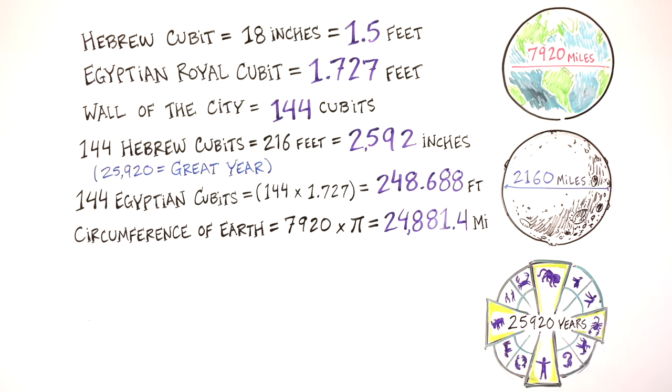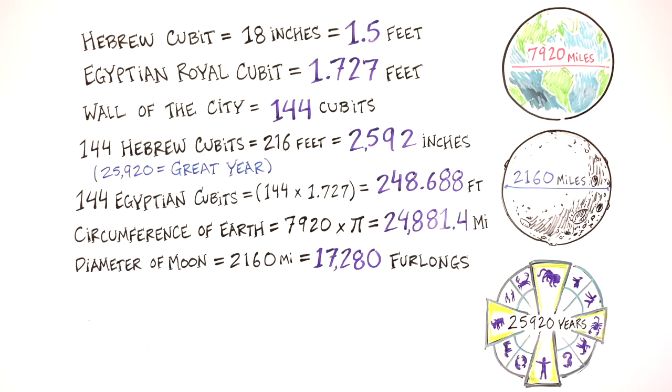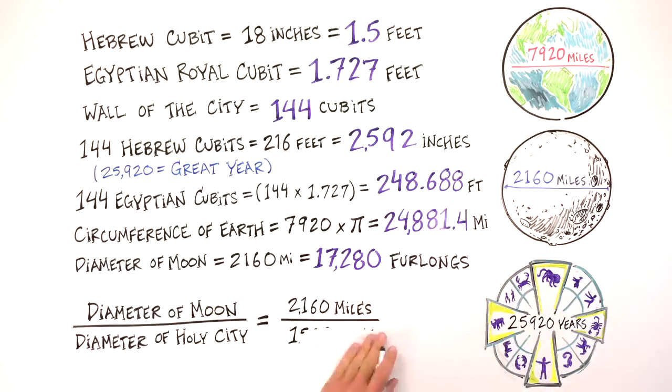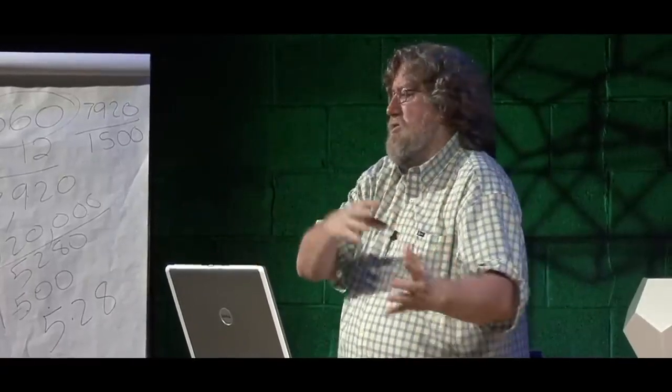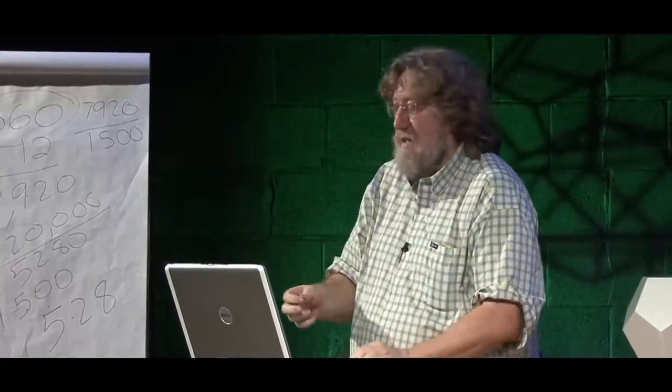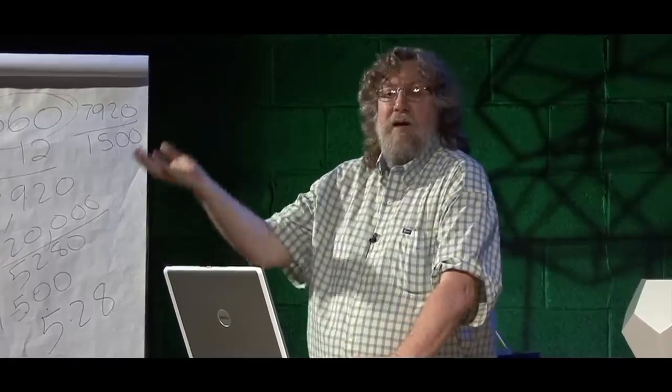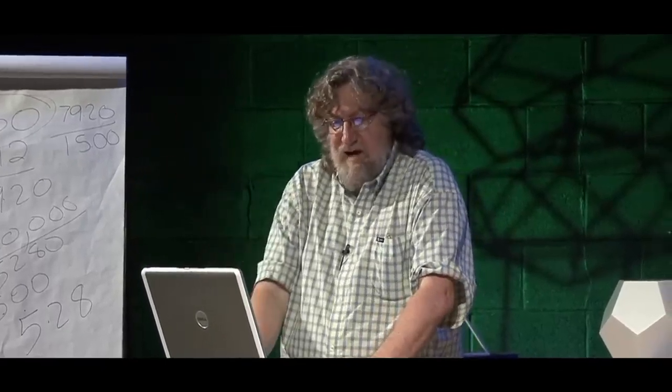Okay, and then also notice that the moon, 2,160 miles, or 17,280 furlongs, if we set the diameter of the moon to the diameter of the holy city, there's our 1.44 ratio. So what we have here is this redundancy over and over again. We have these same numbers recurring over and over again in the measure of time and space, both in absolute dimensions but also in the proportional relationships that result from comparing these various entities of time and space.